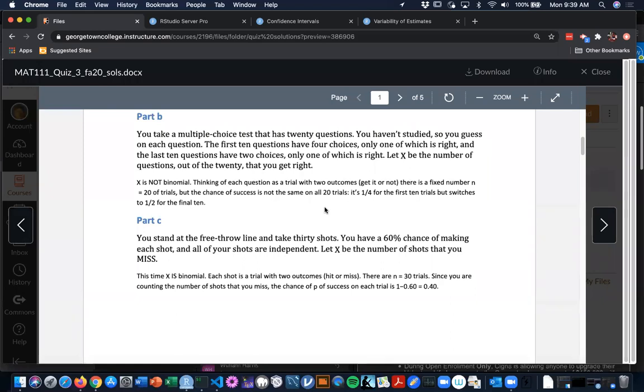This time there is a fixed number of trials. There's 20 trials because every question is like a trial. Every trial does have 2 outcomes. You either get the question right or not. But then when you come to the third element of the binomial scenario, chance of success has to be the same on every trial. That's where this one falls apart, because in the first 10 trials, there's only a 1 in 4 chance for success. And on the second 10 trials, there's a 1 in 2 chance of success. So we can't be dealing with a binomial random variable here. It flunks the third element of the binomial scenario.